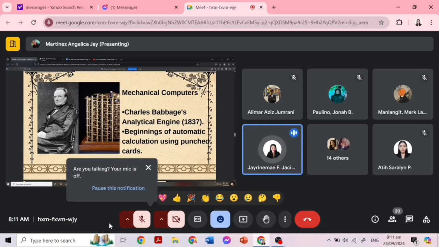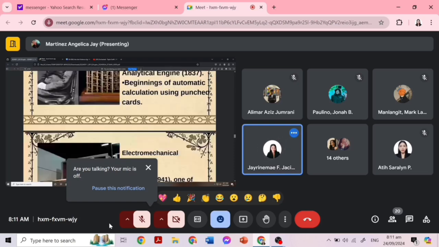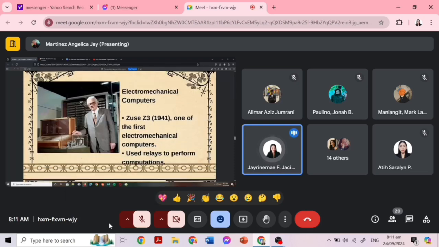So the next one is the electromechanical computer. That is Conrad Zuse. And that is the electromechanical computers. So Conrad Zuse in 1941 built one of the first electromechanical computers. It used relays to perform computations.